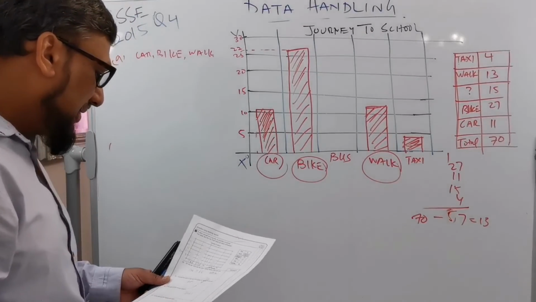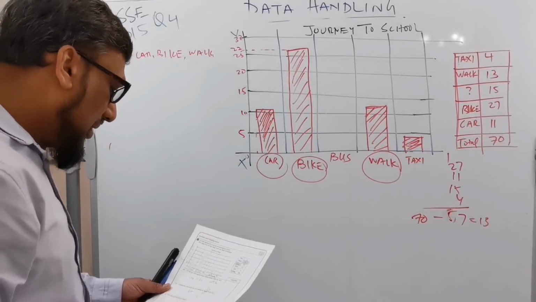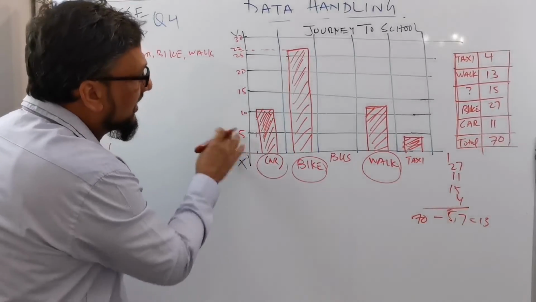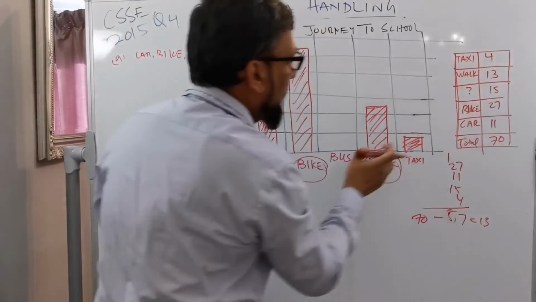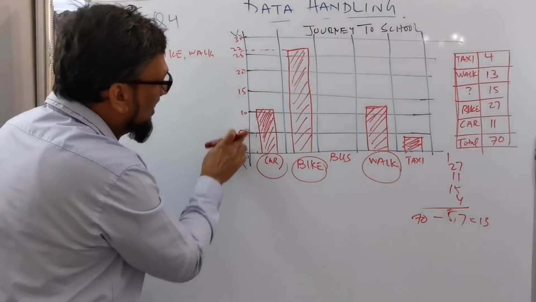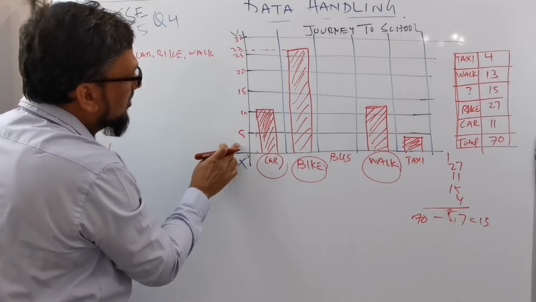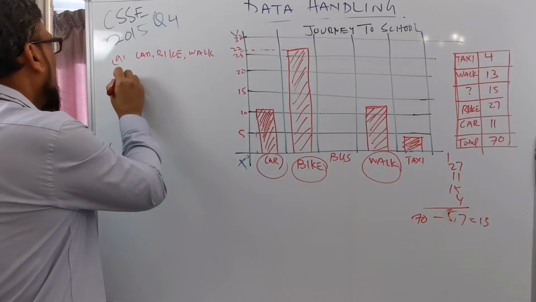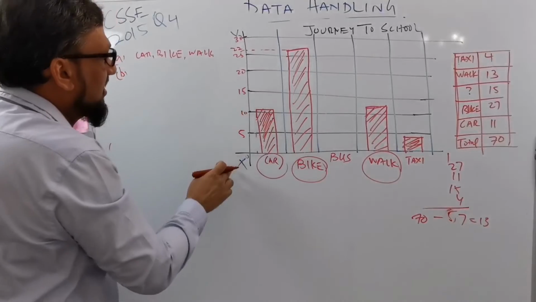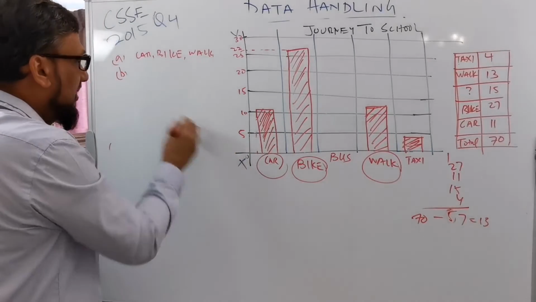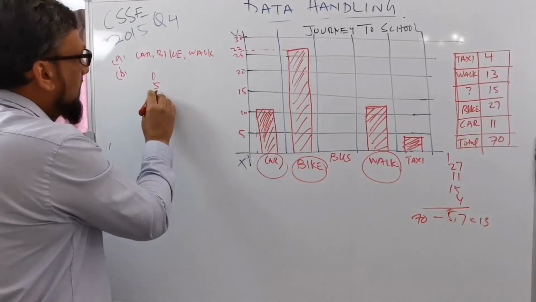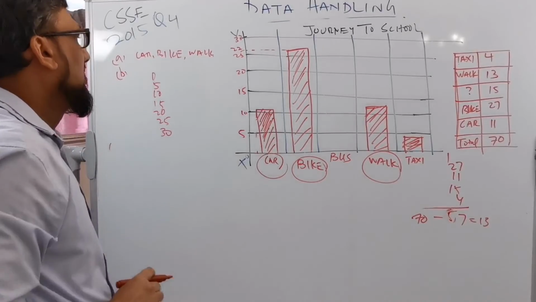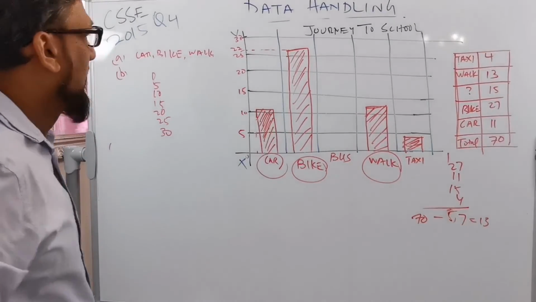And question B: complete the scale on the bar chart by adding 6 values to the y-axis, which we already did. As we calculated, the taxi has 4, and we can see the grid equal to 1 is 5, 6 grid. So we need to put these numbers on the y-axis. For B, you simply enter the numbers: 0, 5, 10, 15, 20, 25, 30. So this is your answer for B.